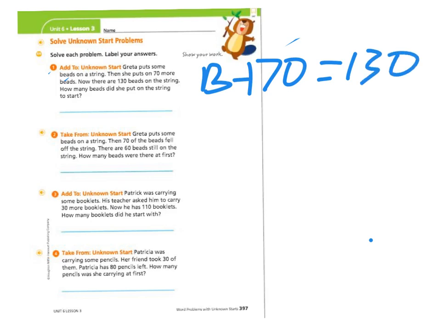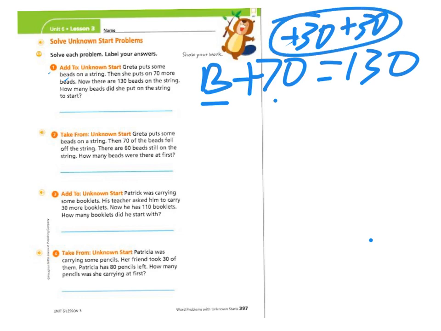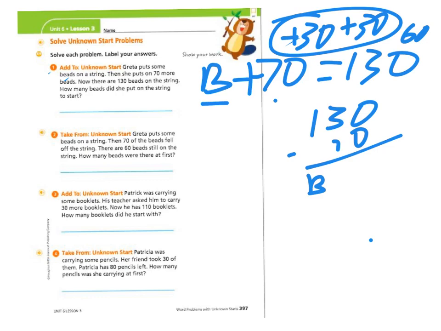So this is where you know that you have an option. You could solve using addition, so you could count up and say, well, plus 30 would get you to 100, and then plus 30 would get you to 130, so your answer would be 60. Or, knowing that you have fact families, some of you prefer the subtraction problem, so you know that 130 minus 70 equals B. So we'll solve for B.